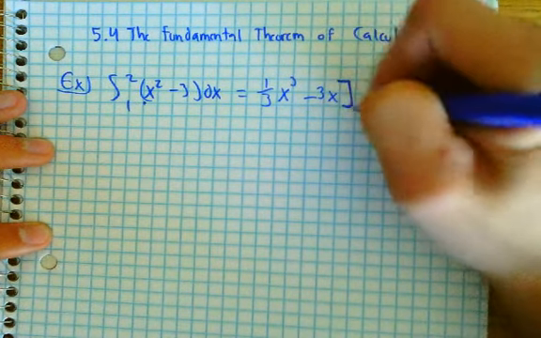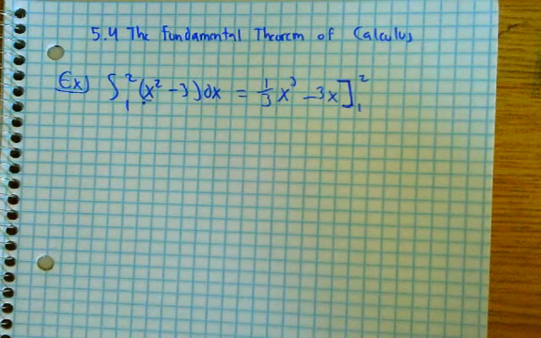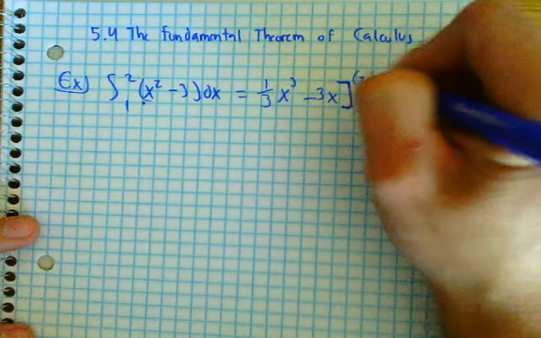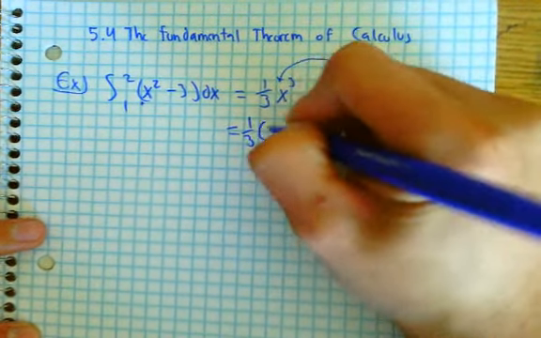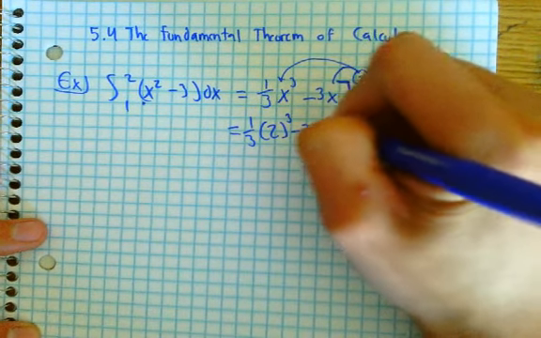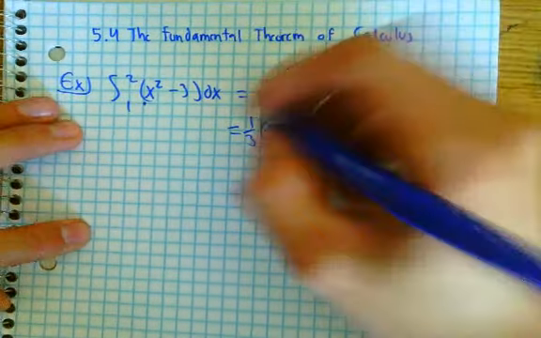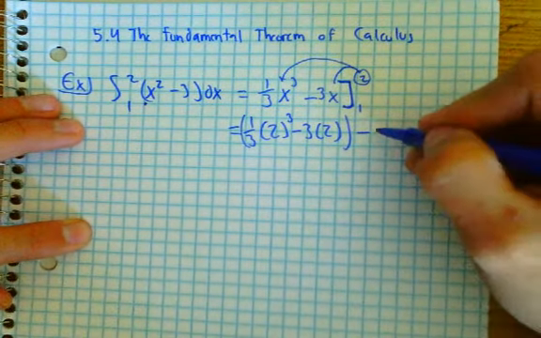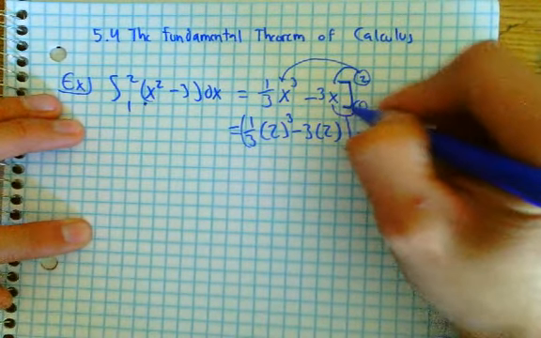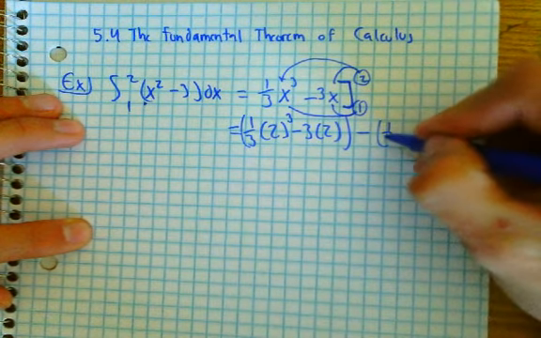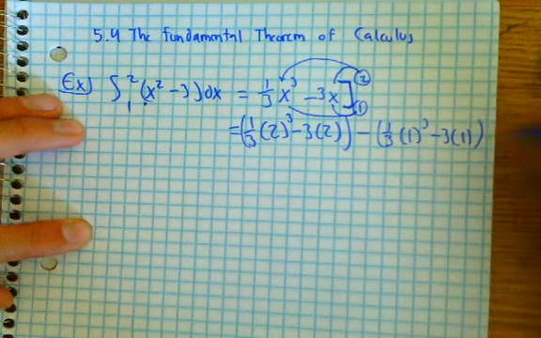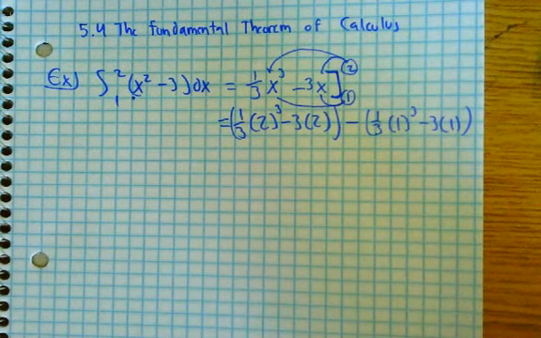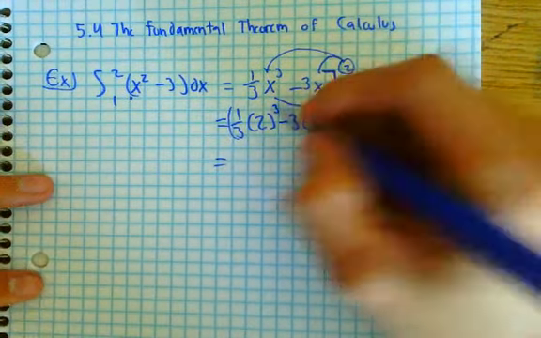and we're going to evaluate that. Here's how we do that. We're going to evaluate it from 1 to 2. Okay? Now, what you're going to do first is take your upper limit and plug that in for x. So what we're going to get is 1/3, 2 to the third power, minus 3 times 2. Once you figure out what that is, you are going to subtract and do the same thing but now plug in the lower limit. So 1/3, 1 to the third, minus 3 times 1. Okay? Now we take each one of these and simplify, and we will then get our solution.